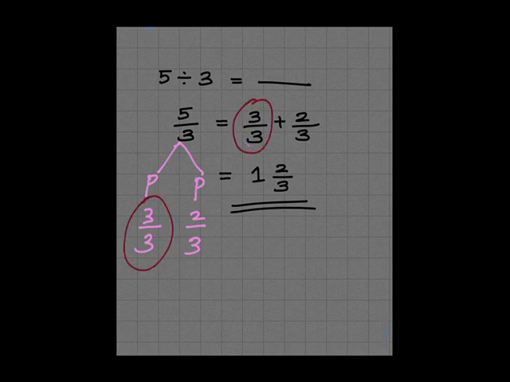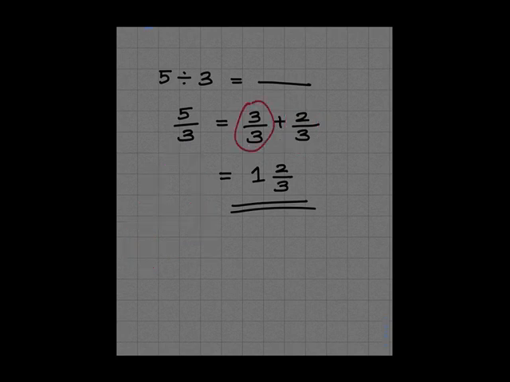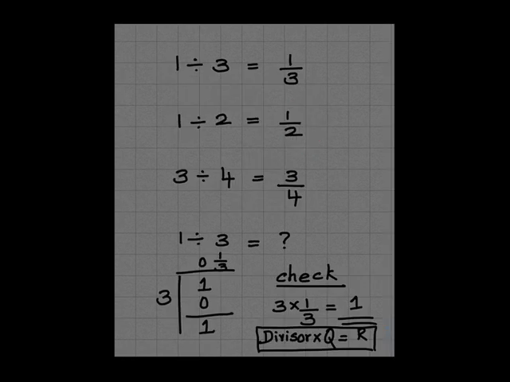So 3 by 3 I have shown here, and the other part 2 by 3 I have shown here. The whole is 5 by 3. Okay. So the next step is, we know that 3 by 3 is 1, and the fraction 2 by 3 remains as such. So the answer is in mixed number, 1 and 2 by 3. 1 divided by 3 can be written as 1 by 3. 1 divided by 2 can be written as 1 by 2. 3 divided by 4 can be written as 3 by 4.